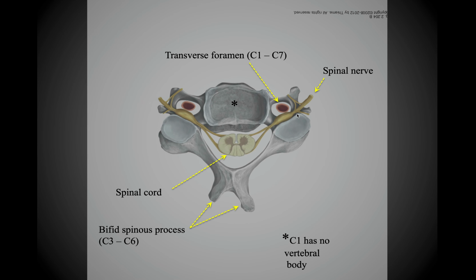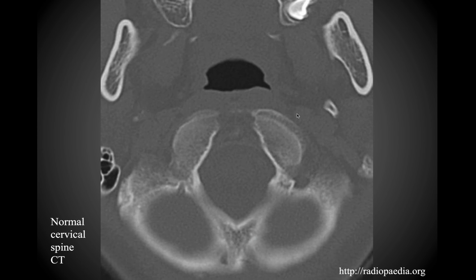And remember that the C1 vertebra does not have a vertebral body. So instead you're going to see just the anterior vertebral arch along with the dens when you're looking at the region where you'd normally expect to see the vertebral body on C1.